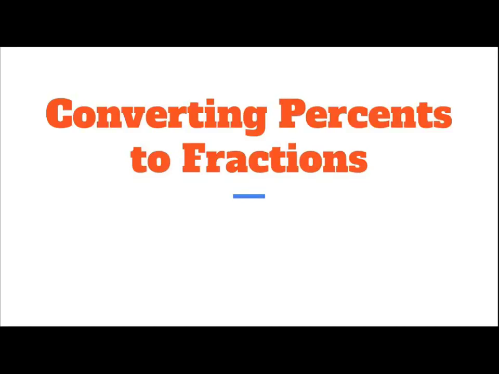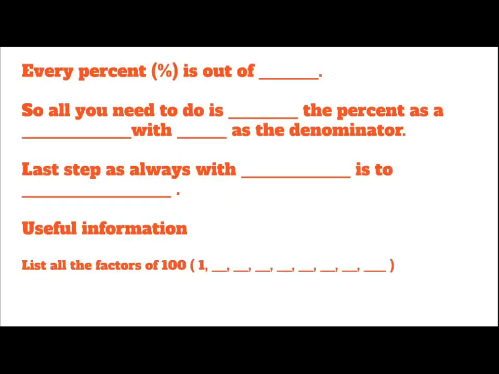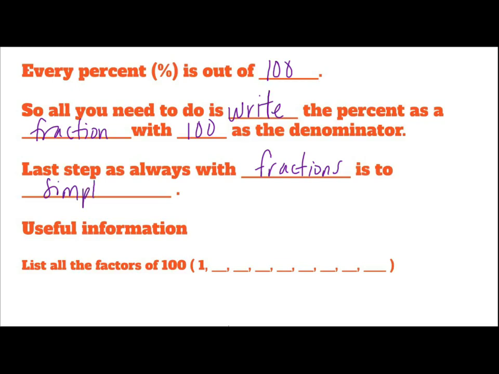When we're converting percents to fractions, we're going to have to be really careful when we are simplifying. But first, let's review the word percent. Every percent is out of 100 every single time. So all you have to do is write the percent as a fraction with 100 as your denominator. The last step, of course, as always with fractions, is to simplify.